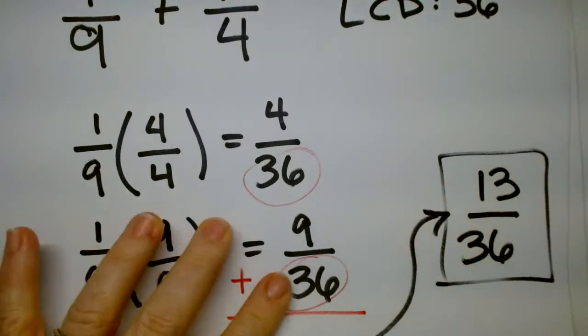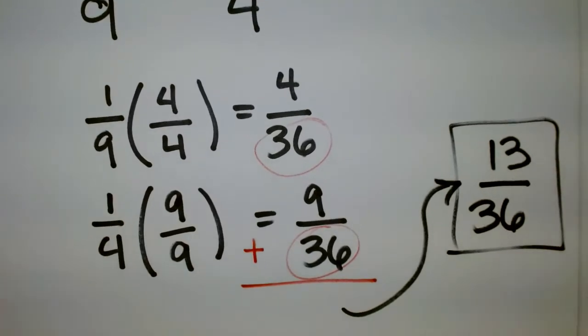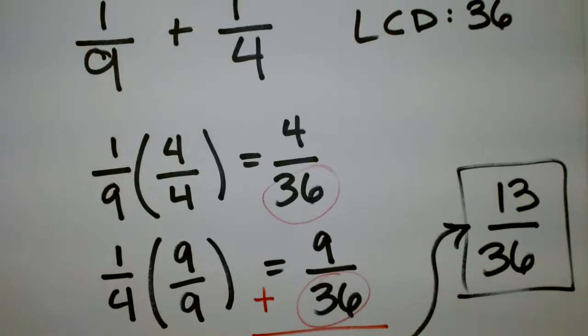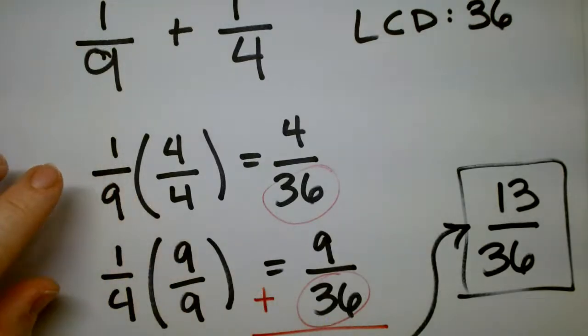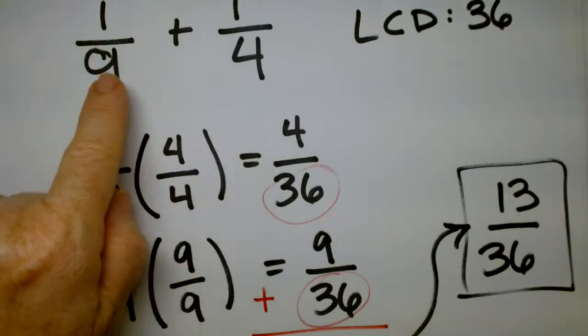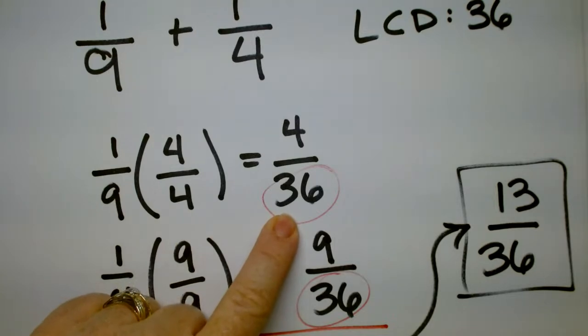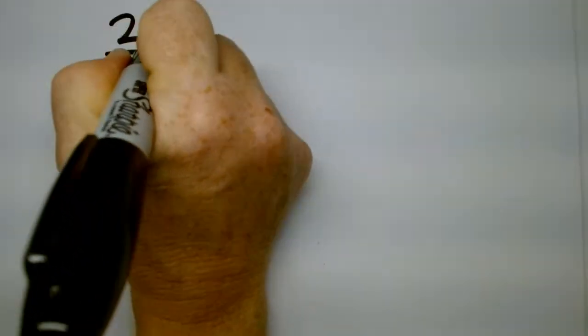Do you want to know kind of a sneaky way to do this? Do you like sneaky ways? Yeah. Okay. This is actually a good bridge between the two. Watch this. Do you notice how 9 times 4, we multiplied them together and we got 36? Okay. So there's another way to do this problem. Let me show you on a brand new problem.